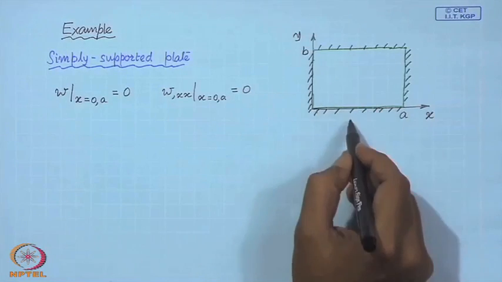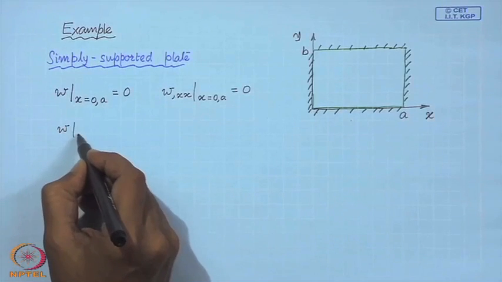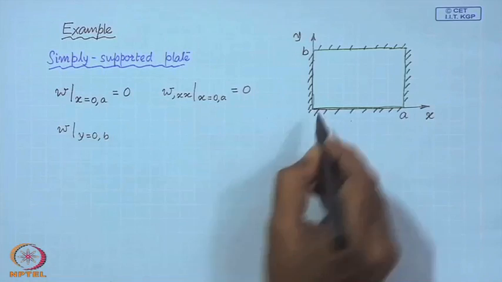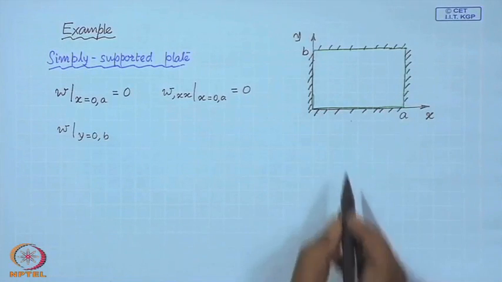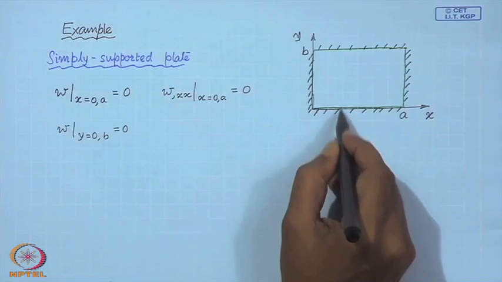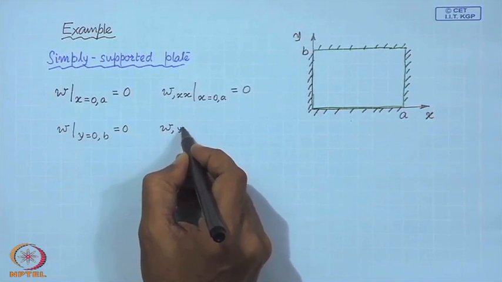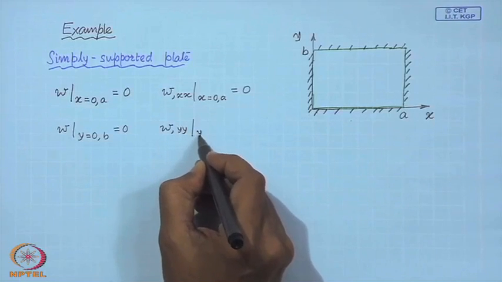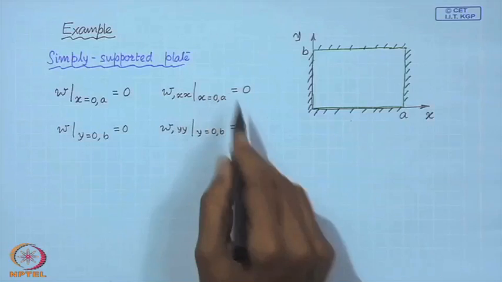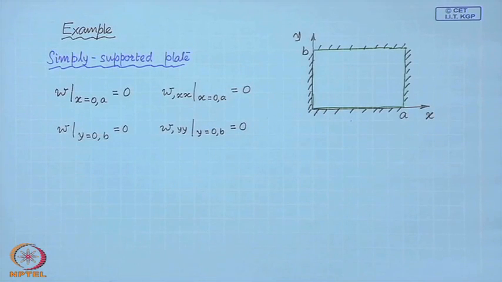Similarly, at these two edges, y equal to 0 and y equal to b, the displacement is again 0, and the bending moments are also 0. So, these are the boundary conditions for the simply supported plate.